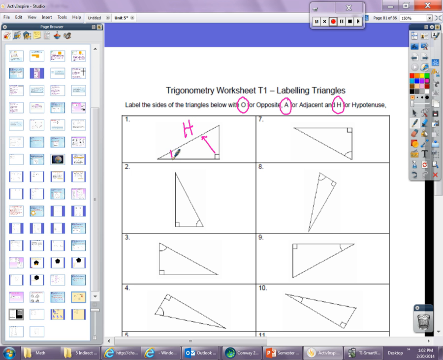Then I'm going to look for the angle I'm referencing. Here's the angle I'm referencing. So I go across from that, and that's my opposite side. And the only one that's left is my adjacent side. Okay? Number two. Here's my right angle, look across, and that's my hypotenuse. Here's the angle I'm referencing, here's opposite, and here's adjacent.